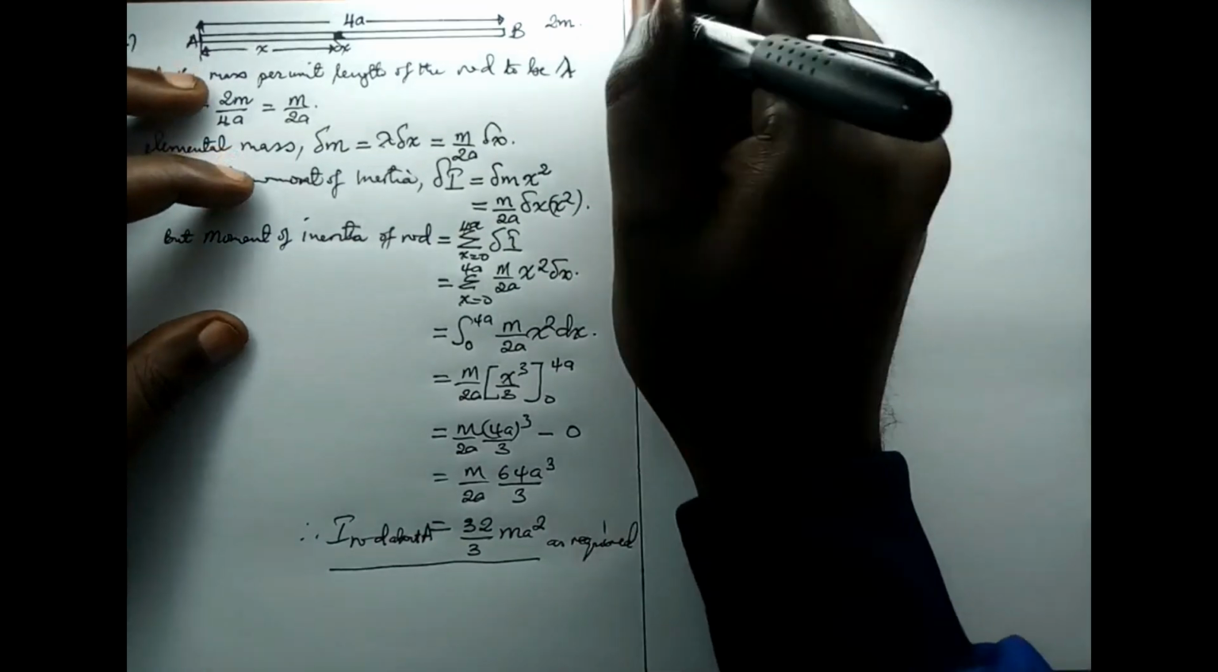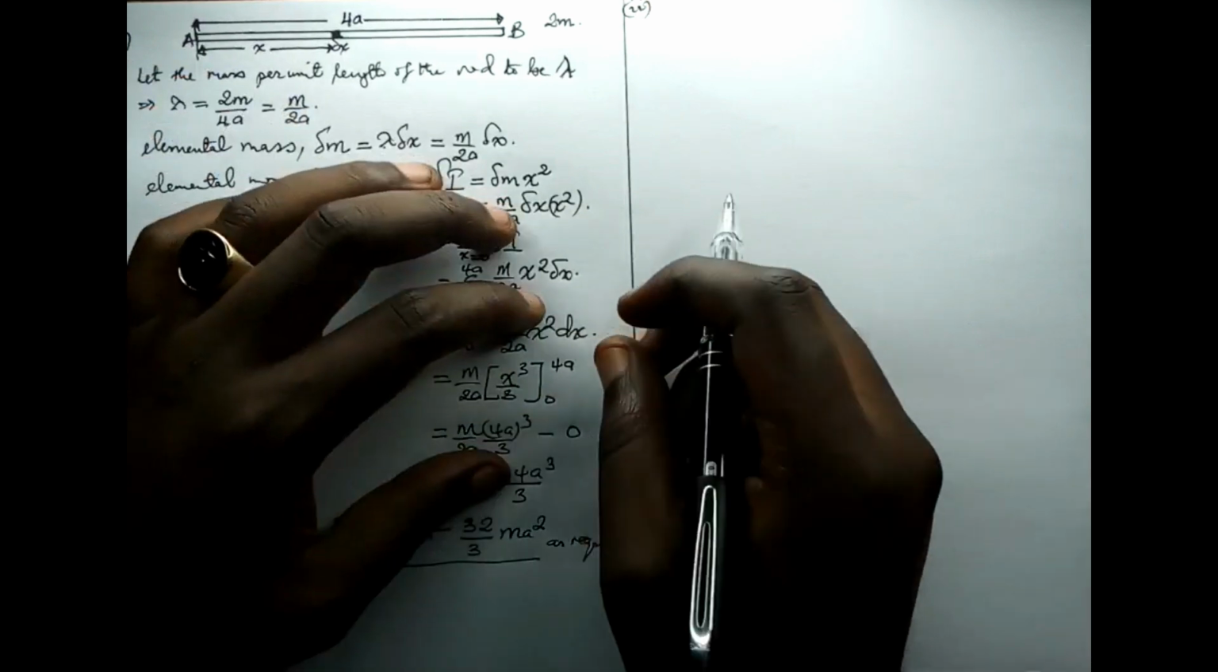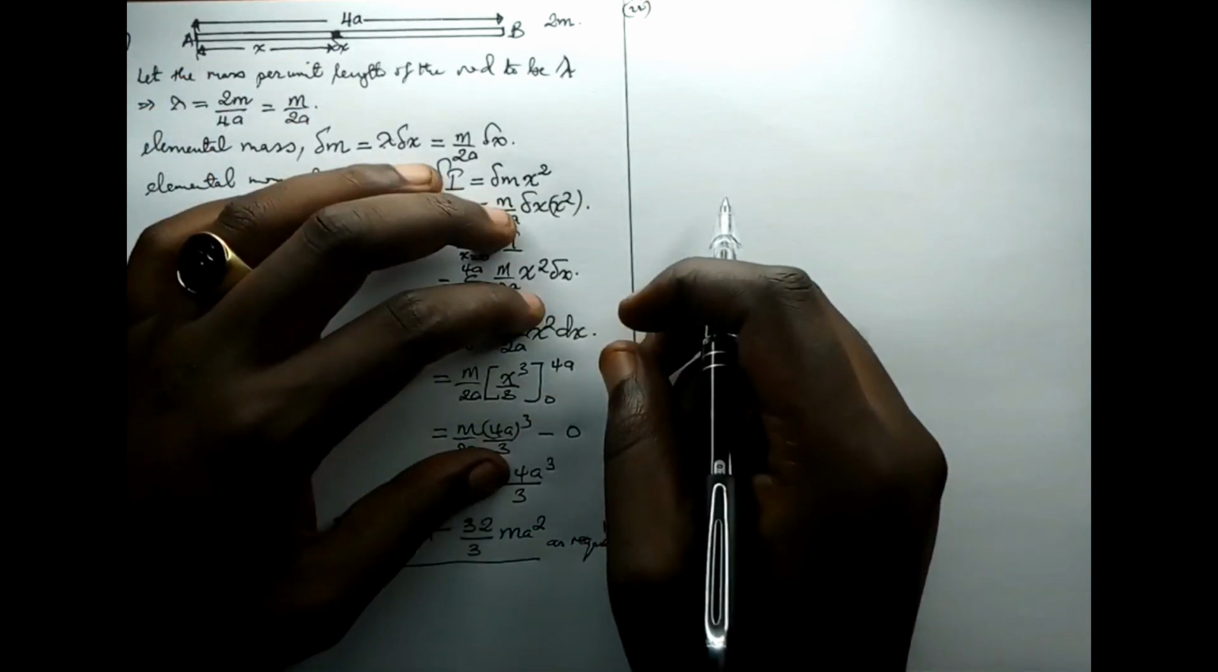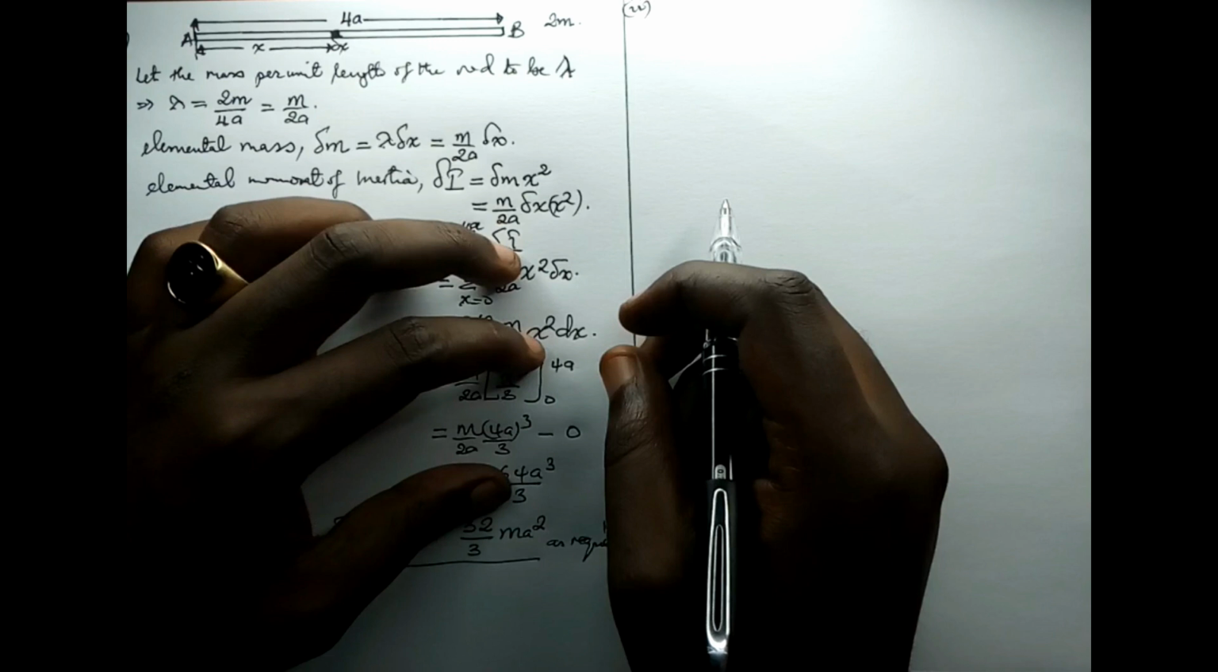In Roman 2, you have to be very careful. We are told that when the rod is vertical, a particle of mass m strikes it at B and then adheres to the rod. And we are now asked to find the initial angular speed of the system. This is a very delicate situation that you need to handle with care.